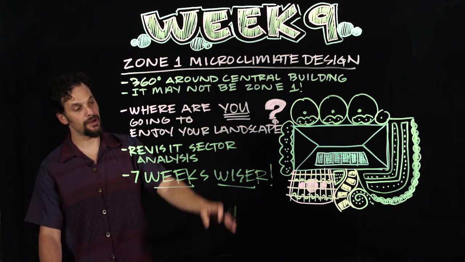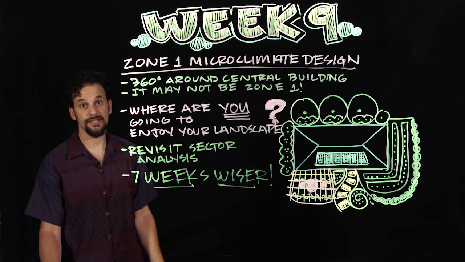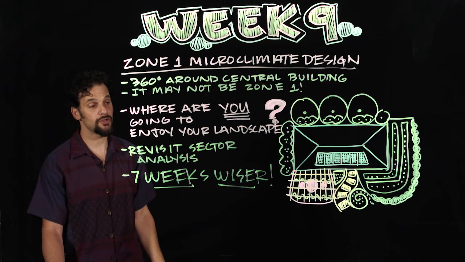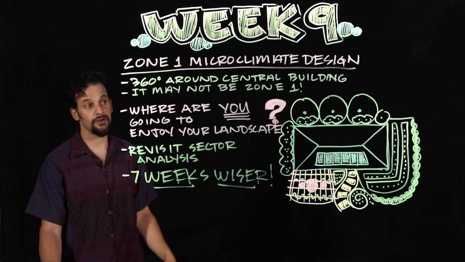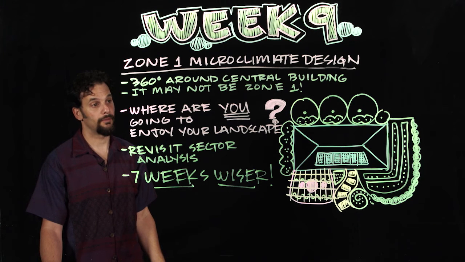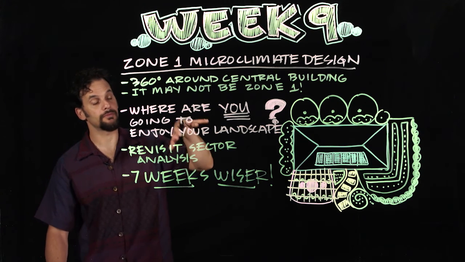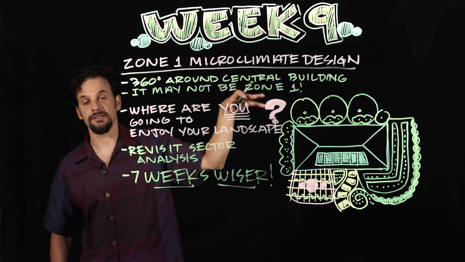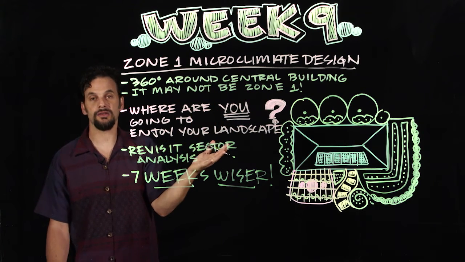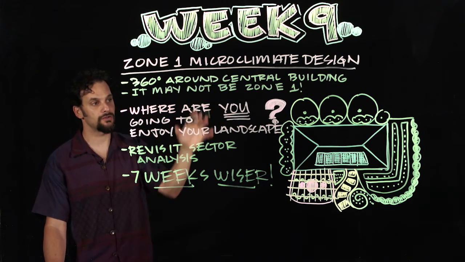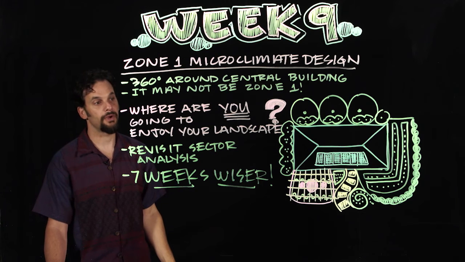Notice I put the solar panels on. Including alternative energy systems in your Zone 1 microclimate assignment is very appropriate. Even talking about putting in other places of windows, attached greenhouses. There's all kinds of things that you can do to improve that Zone 1 microclimate design.